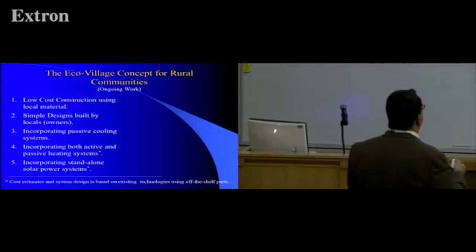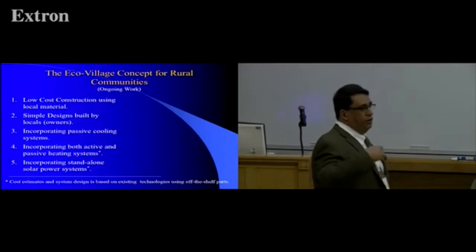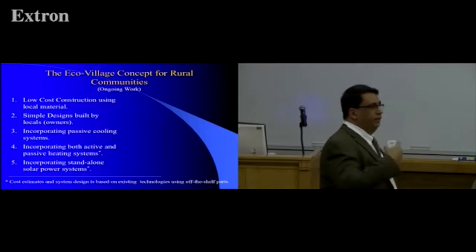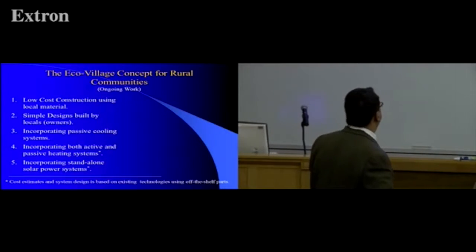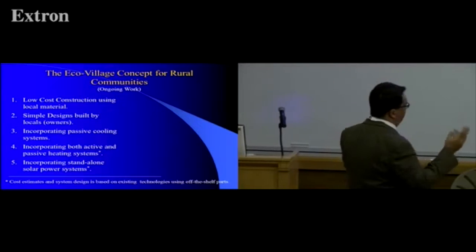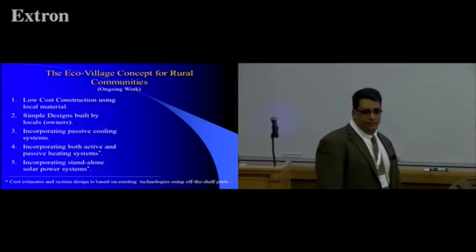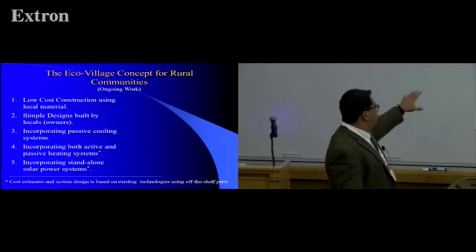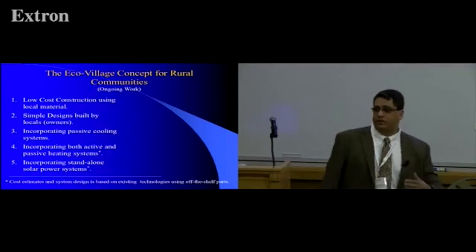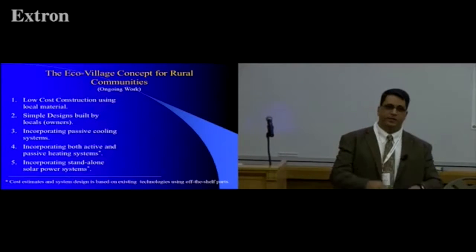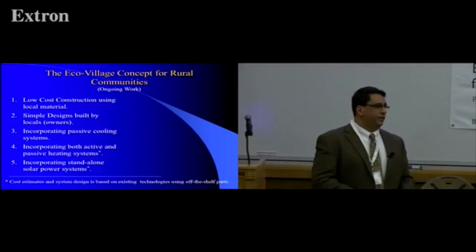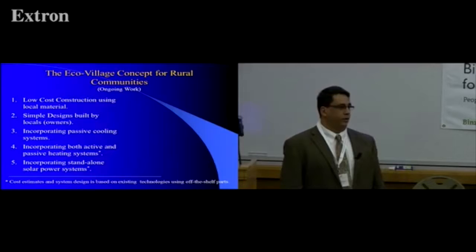So what I'm doing is running calculations for a family of four living in a rural area. How would they be able to afford building a system that's very close to a net zero energy system, using off-the-shelf technologies? So we're not talking about something that will be developed 100 years from now or 20 years from now. No, I'm talking about things where you can simply create a shopping list for people in Africa and they can simply go ahead and buy it.